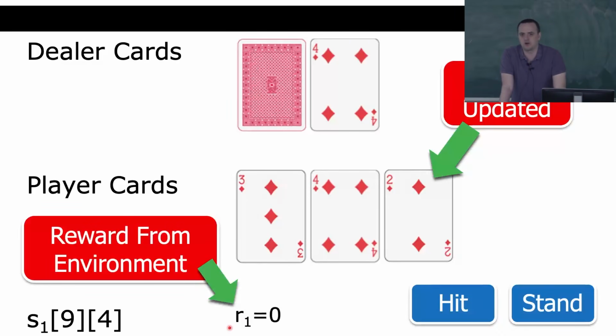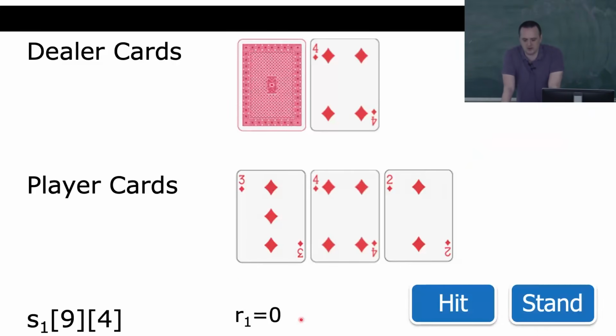And the first reward that we got was 0. Why is the reward 0? Because the episode hasn't finished yet, and in blackjack, we don't know if we've won or lost until the very last action, okay? So that's state number 1, and now this is how we're currently dealing with the game.